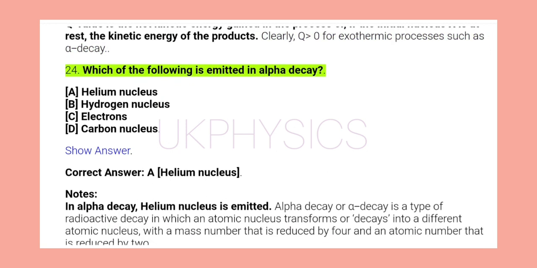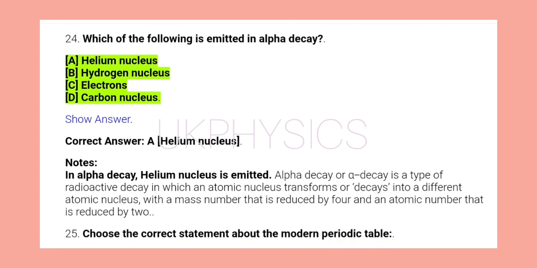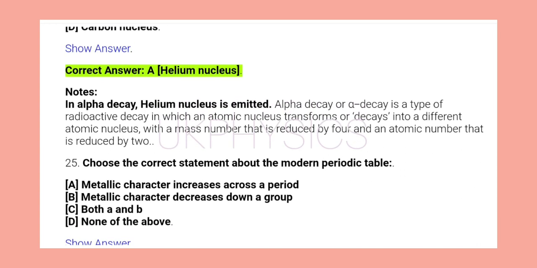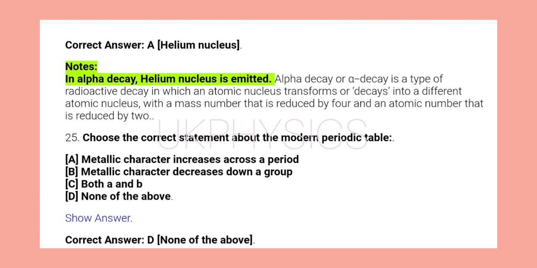24. Which of the following is emitted in alpha decay? A. Helium nucleus. B. Hydrogen nucleus. C. Electrons. D. Carbon nucleus. Show answer. Correct answer A. Helium nucleus. Notes: in alpha decay, helium nucleus is emitted.